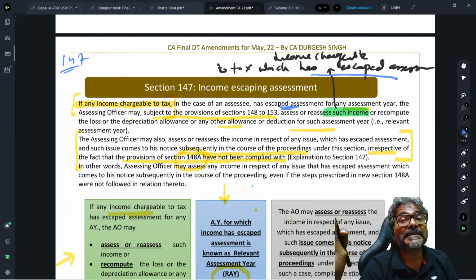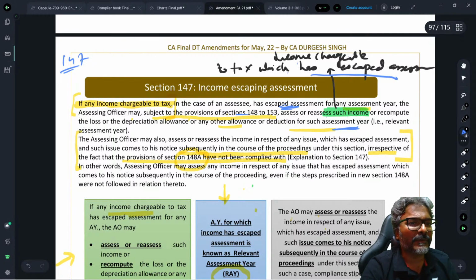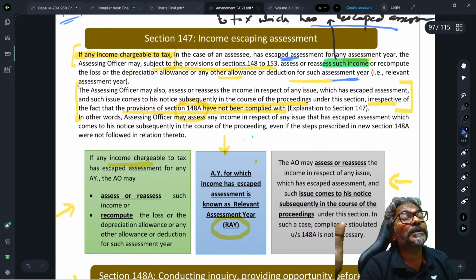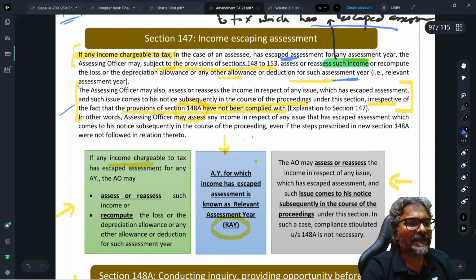assess or reassess such income, or recompute loss or depreciation for such assessment year. Okay, so he shall assess or reassess such income. Subject to what? Subject to the provisions of 140 to 153. Now, apart from that, can the AO also reassess any other income which comes to his notice during the course of the proceedings? And the answer is yes. So that can also be done.